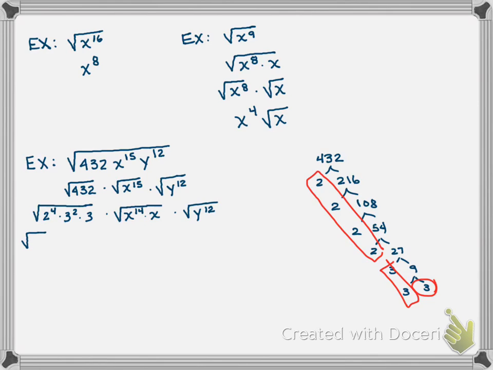So breaking these up gives me the square root of 2 to the 4th times the square root of 3 squared times the square root of 3 times the square root of x to the 14th times the square root of x times the square root of y to the 12th. I know this might seem a little bit tedious, but honestly the most common mistake in these is losing track of what you've taken the square root of and what you haven't, and what's inside the square root and what's not inside the square root. So that's the reason I break it down into individual factors, because then I can just go through factor by factor and take the square root.